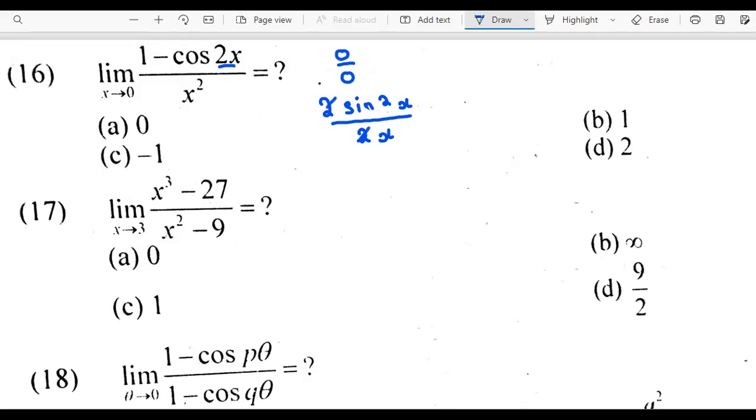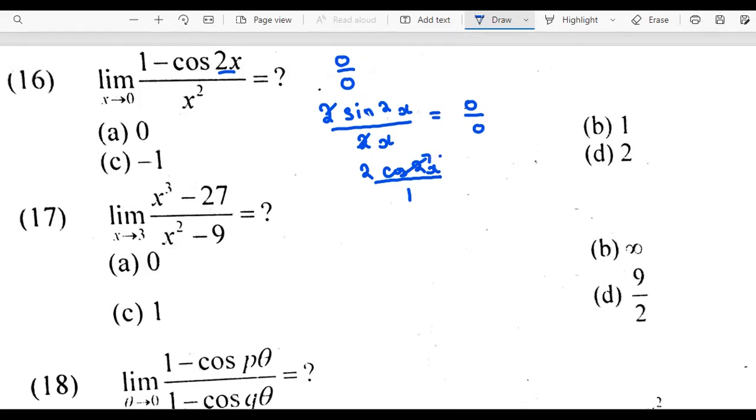And now when we use the limit x approaching 0, again what do we have? We have 0 by 0 form because sine 0 is 0. Things are not working again. Once again, we need to find the derivative with respect to x. So this time it would be 2 cos 2x divided by 1. And now we can use the limit x approaching 0. So cos 0 is 1, so 2 into 1 is 2. So the answer would be D.